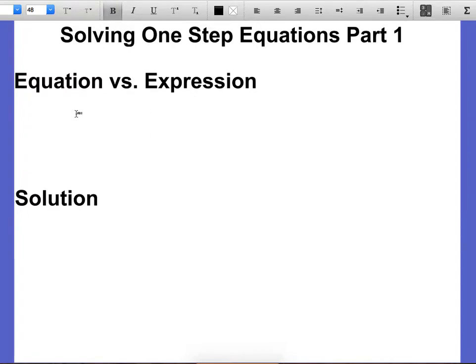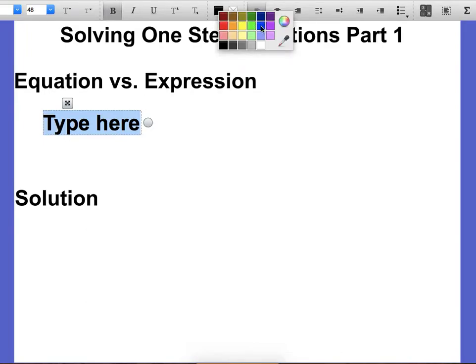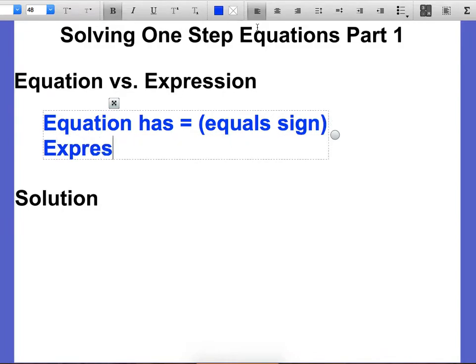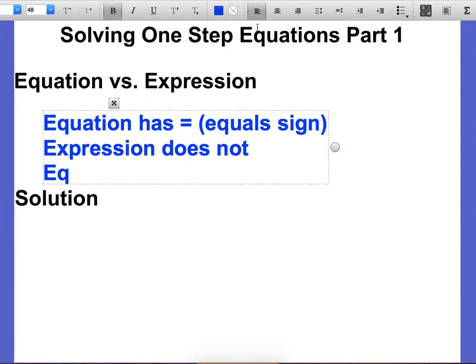The important things that we need to know as we're starting this are equation versus expression. We need to remember that an equation has an equal sign and an expression does not. An equation can be made of two expressions but having an equal sign between them.